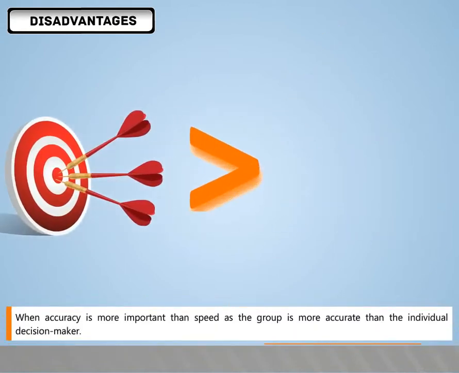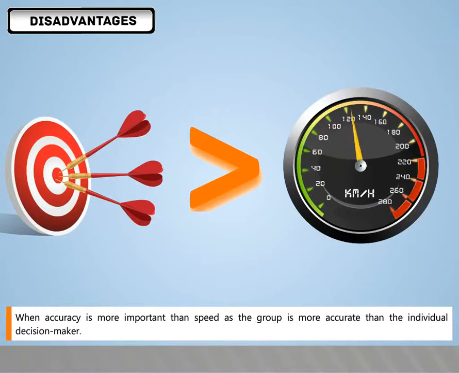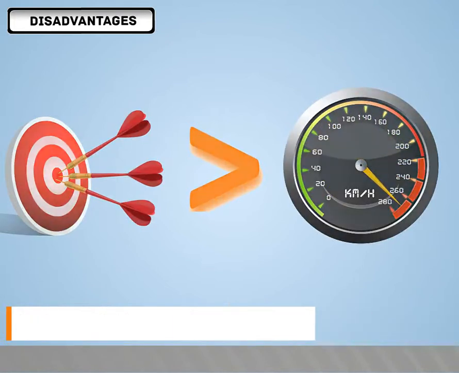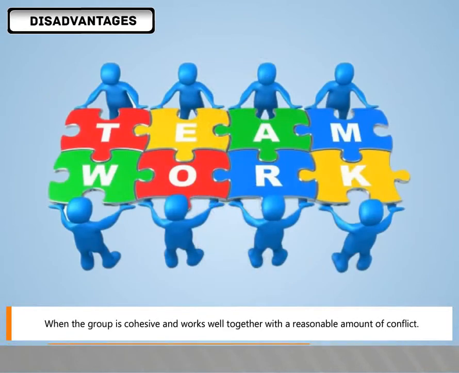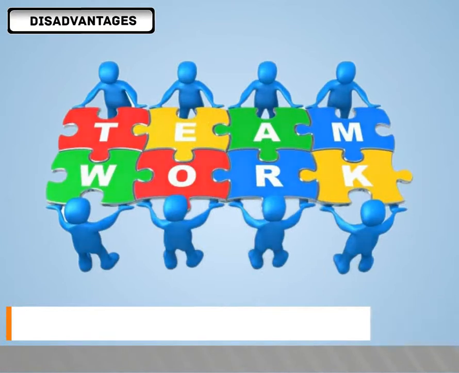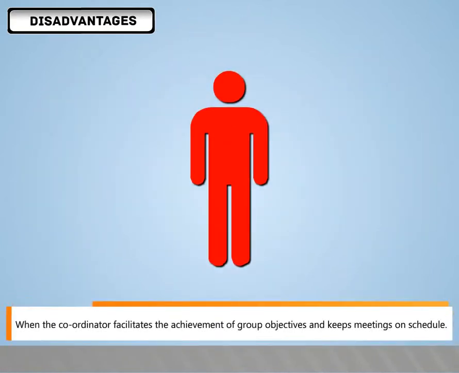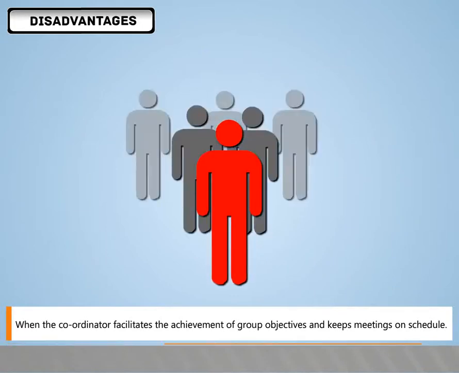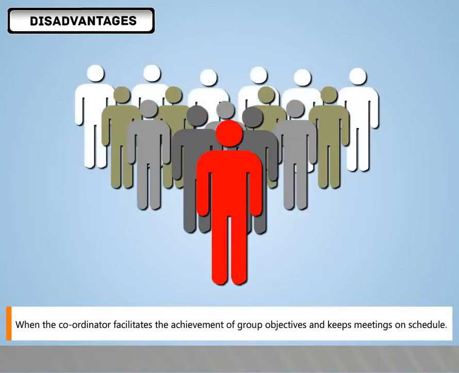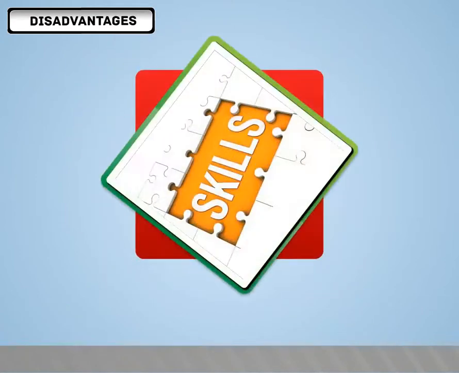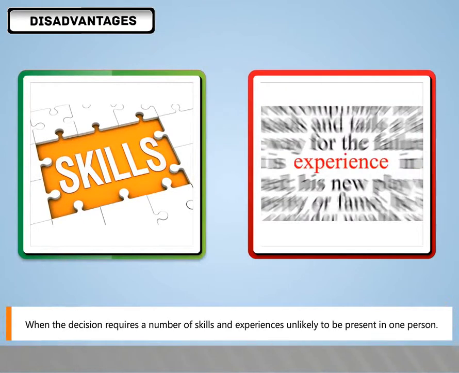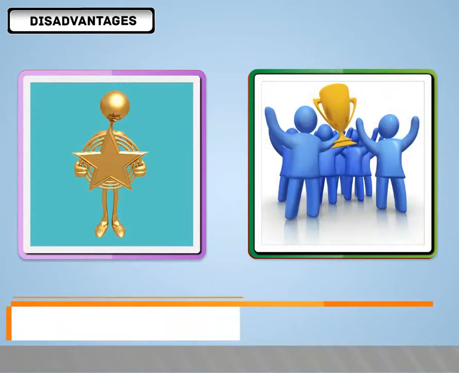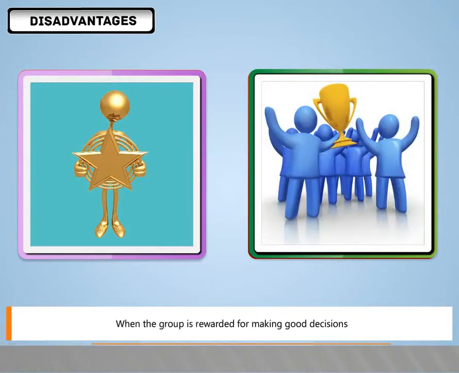When accuracy is more important than speed, as a group is more accurate than the individual decision maker. When the group is cohesive and works well together with a reasonable amount of conflict. When the coordinator facilitates the achievement of group objectives and keeps meetings on schedule. When the decision requires a number of skills and experiences unlikely to be present in one person. When the group is rewarded for making good decisions.